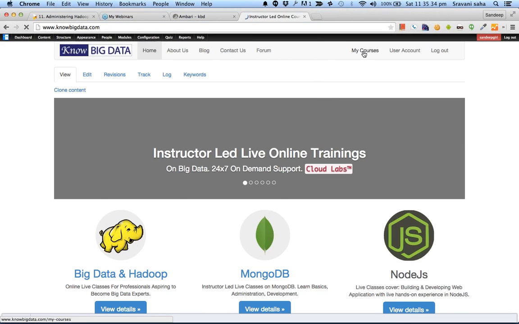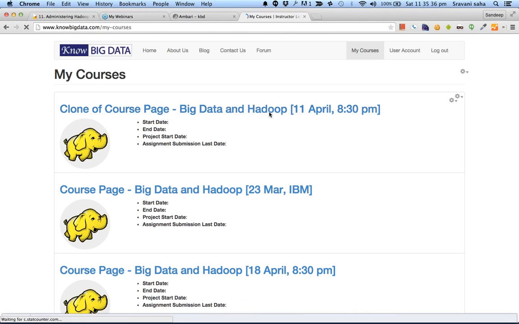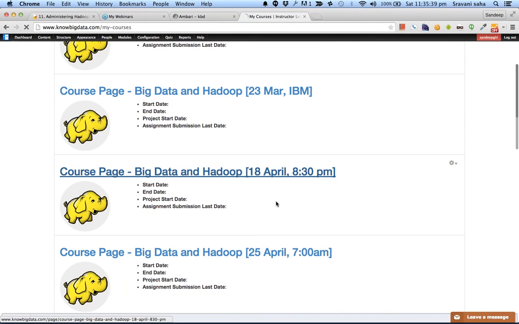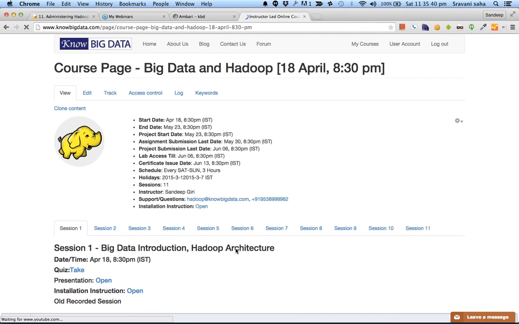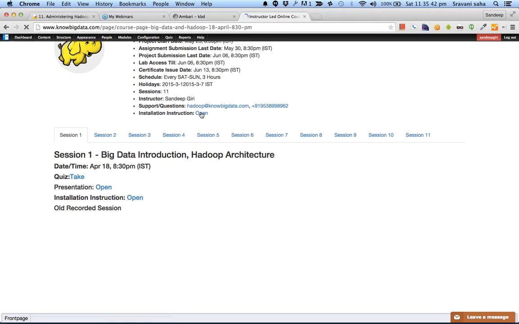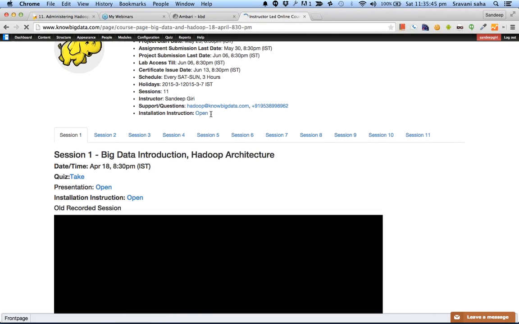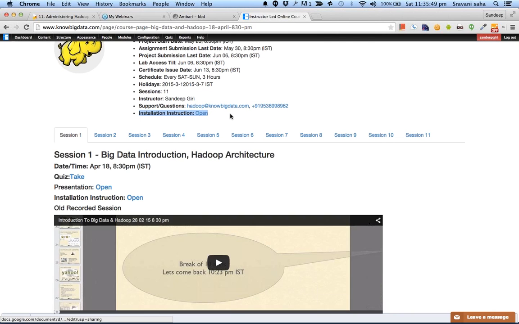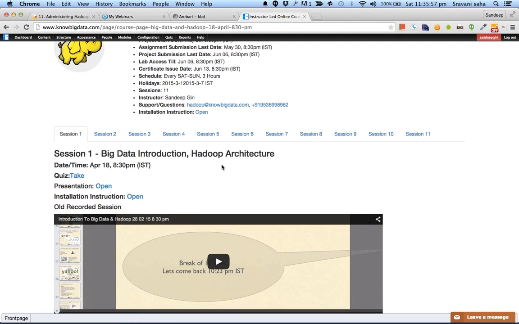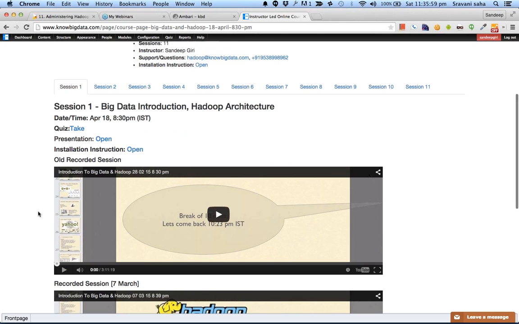Under my courses, you will see this one. For each session you go through, you will find the installation instructions. You click on open. It will have all the details about how to install and how to access the Cloud Labs. I do not want to open it because it would have the password, and I do not want to share it right now.